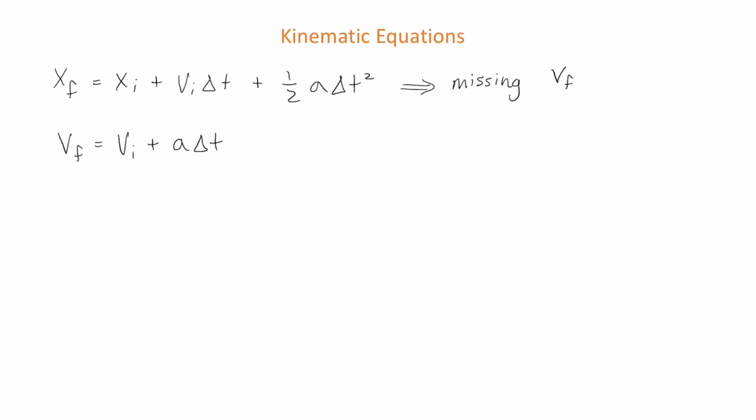Let's look at our second kinematic equation. This one says that Vf is equal to Vi plus A delta t. This equation is missing delta x, so you would use it when the question does not include any information about the object's change in position.